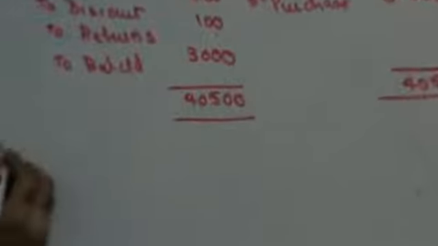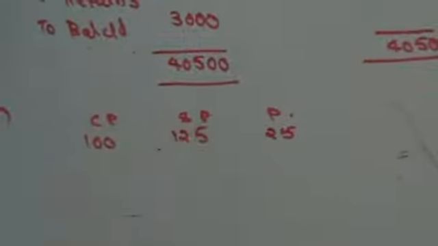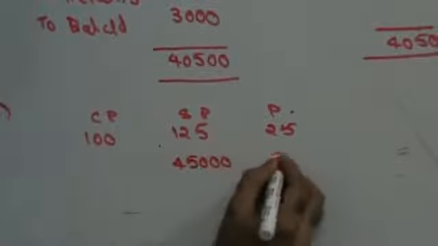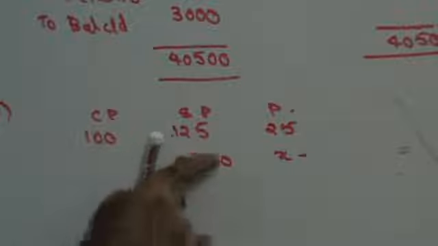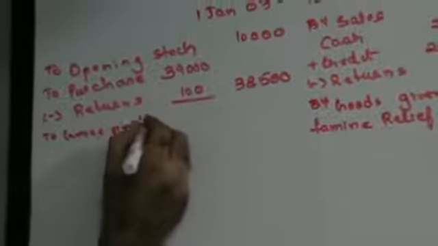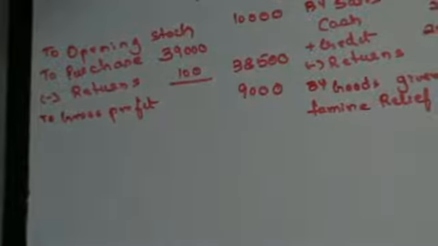Fine. Okay. All sales are made at a profit of 25% on cost. Now, since they give you on cost, your working note will be cost price, selling price, profit. On cost, assume cost price as 100, profit is 25, so selling price will be 125. Your sales is 45,000. How will you find out profit? 45,000 into 25 divided by 125. So you will get gross profit 9,000.